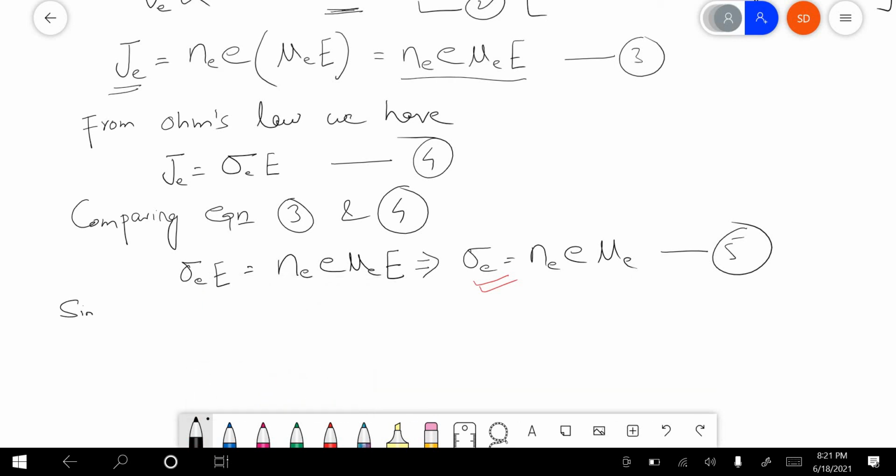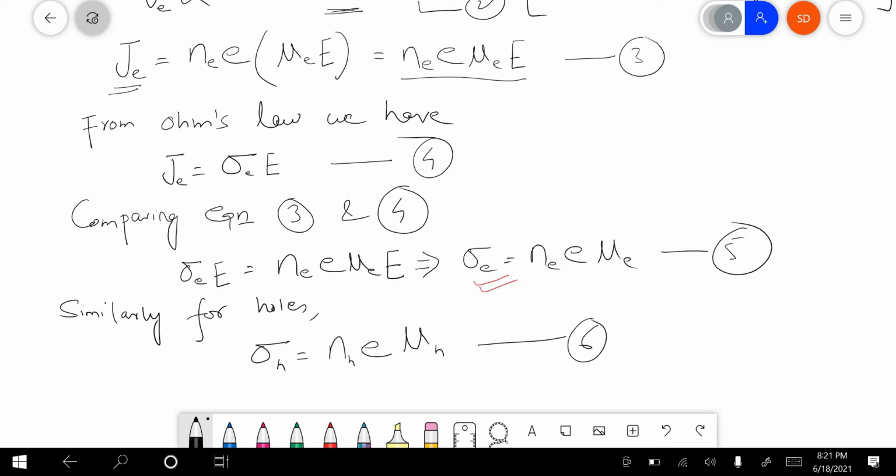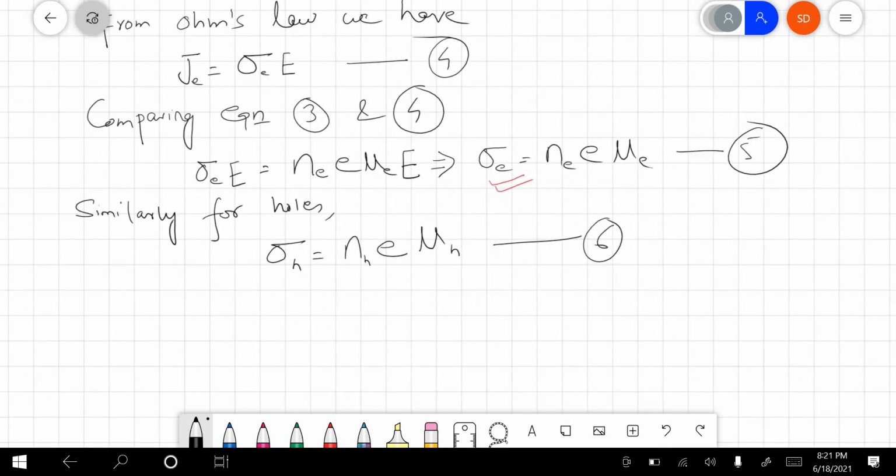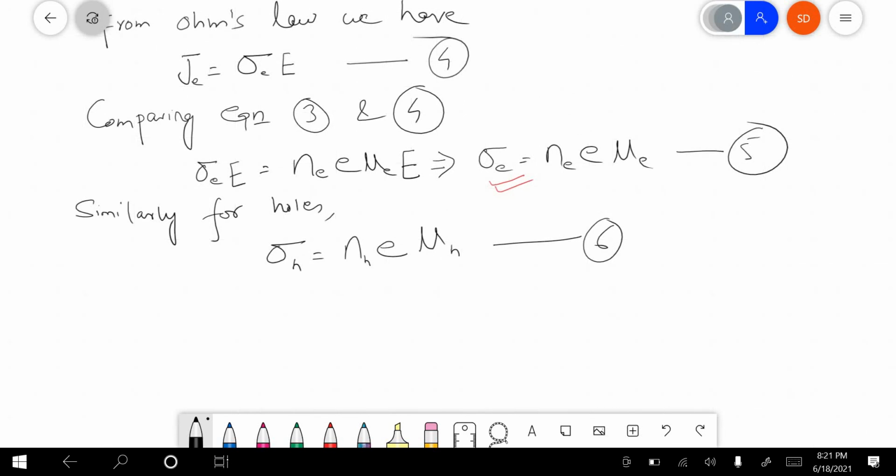Similarly for holes, we can write sigma h is equal to Nh, which is the number density of holes, into the charge of hole. The charge of hole is equal to the charge of electron, e, times mu h. This is equation number 6. So what will be the net conductivity? Here sigma is the conductivity.